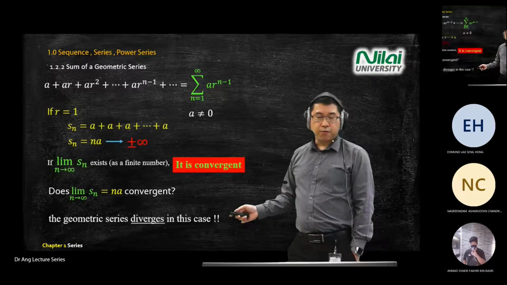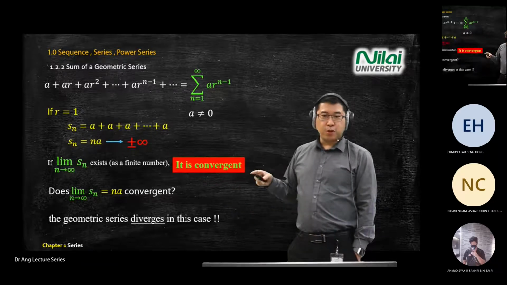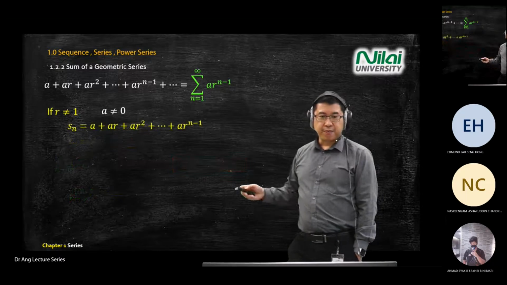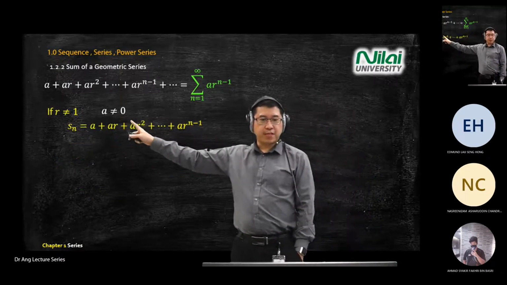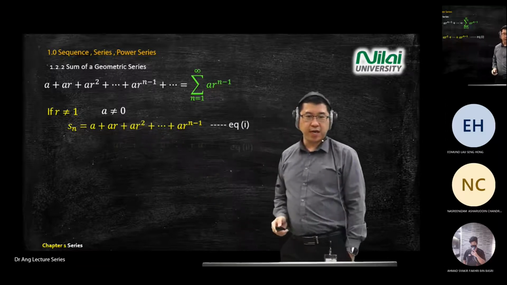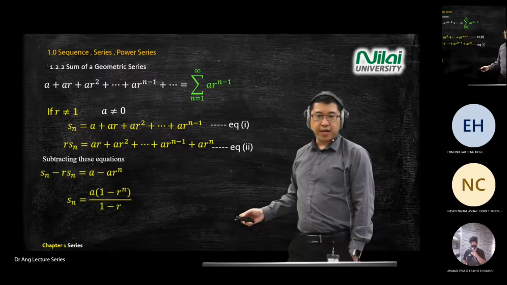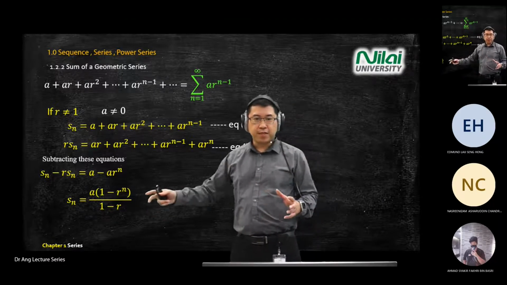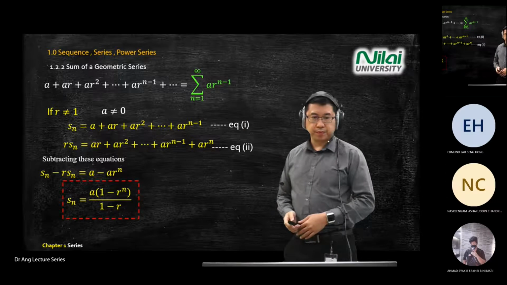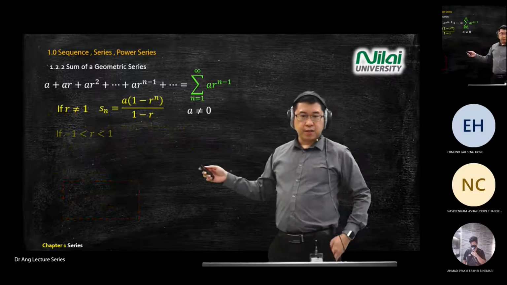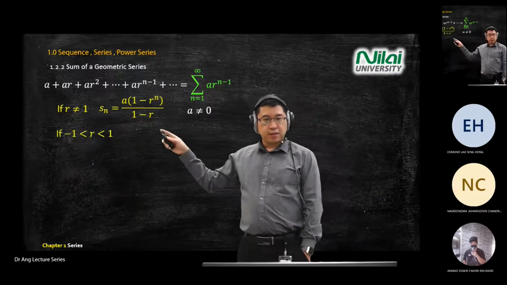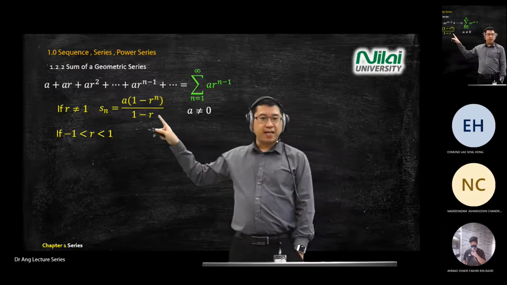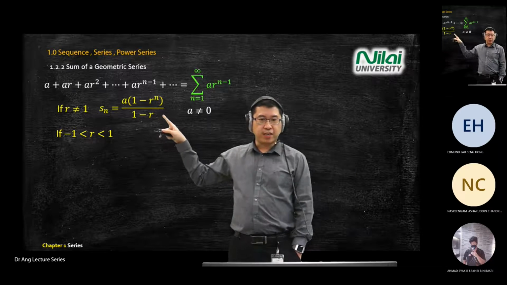Just to remind you, in this module we always look for convergent data. Now, yesterday we stopped at what happens if R is not equal to 1. In that case, you can use this formula to calculate the sum of all the numbers in the geometric series. We have explained why, when R is not equal to 1, we can use this one.